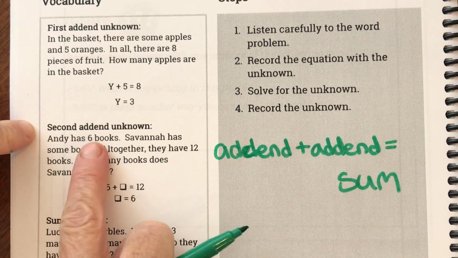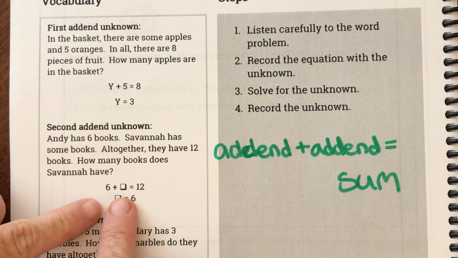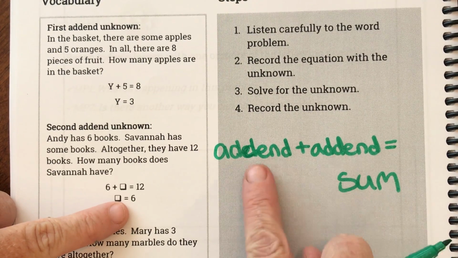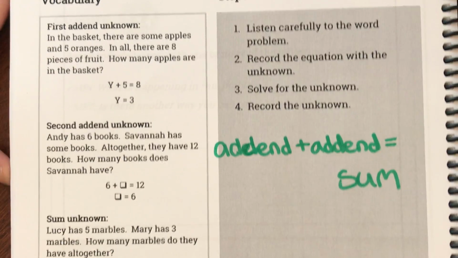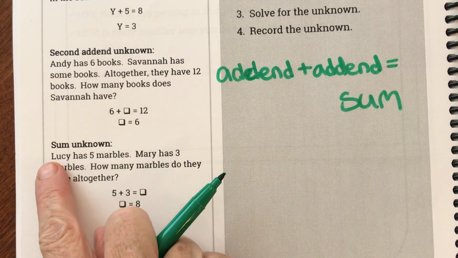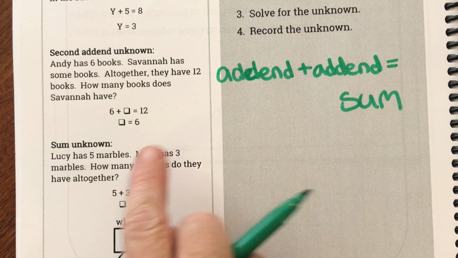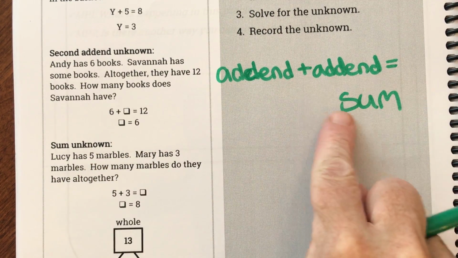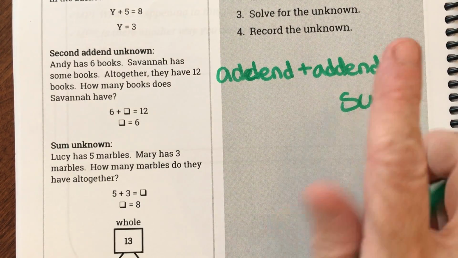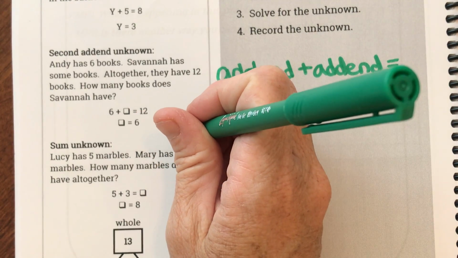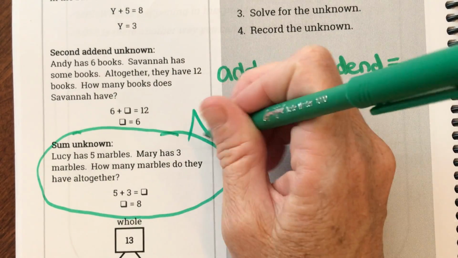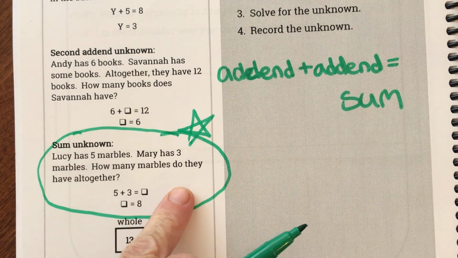Okay, here it says second addend unknown. So 6 plus unknown equals 12. We've had problems like that as well, friends, where the second addend's missing. But look at the new part that we're going to have today. Our new part says sum unknown. So that means we don't know the sum. It means we know the addend and we know the addend, but we don't know our sum. This is the new part that we have not talked about yet. This is our brand new part today, boys and girls, is the sum unknown.